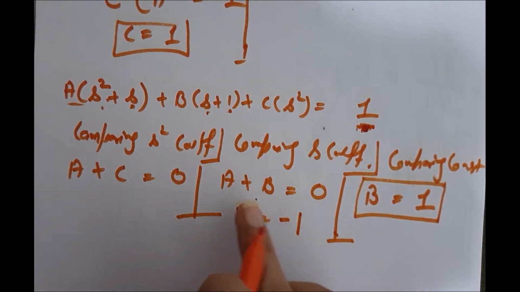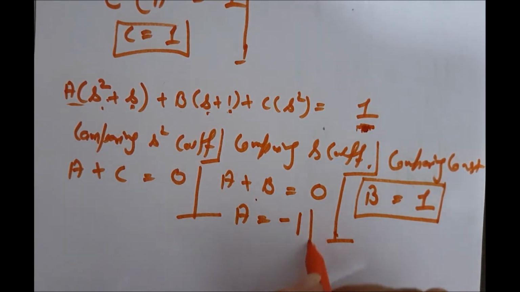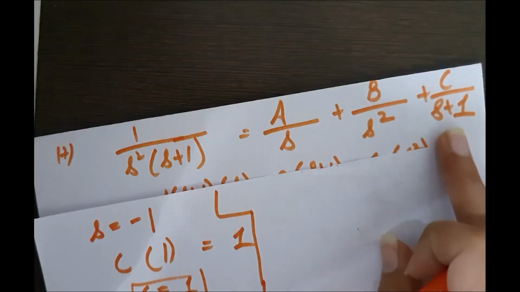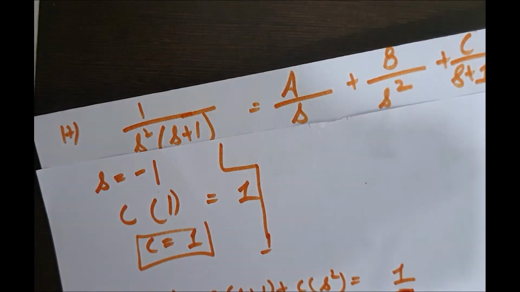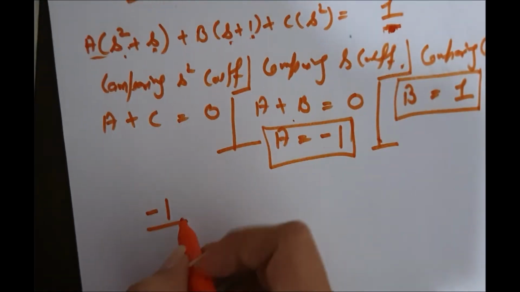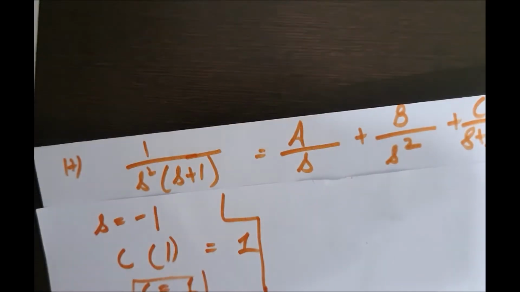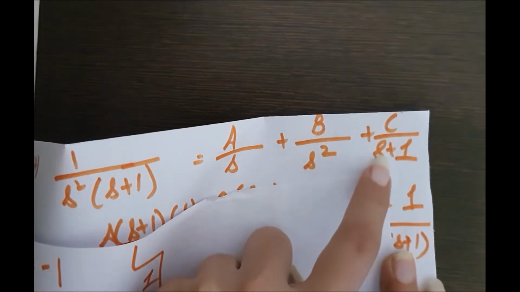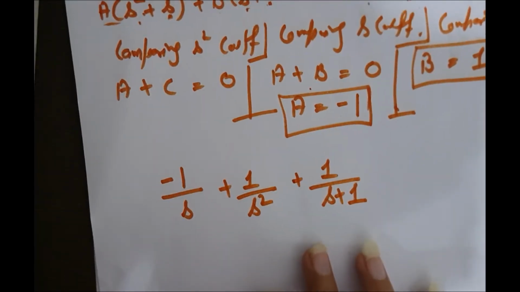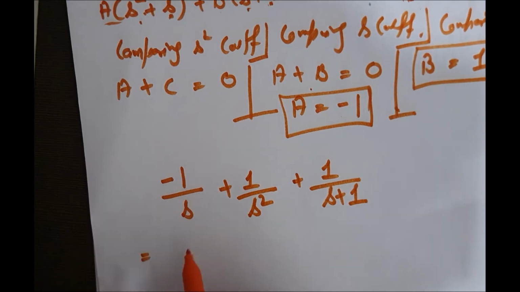Here a plus b is 1, so a comes out to be minus 1. Now just put the values of a, b and c. Here a is minus 1, so minus 1 upon s, b is 1 upon s square, and c is 1 upon s plus 1. Just take its Laplace inverse and you will get your answer.